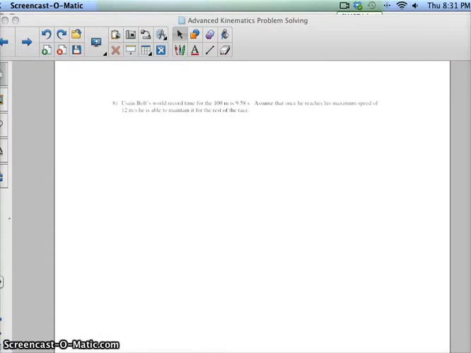So this is number 8, the Usain Bolt world record problem. It says his world record time for the 100-meter is 9.58 seconds. Assume that once he reaches his maximum speed of 12 meters per second, he's able to maintain it for the rest of his race. Okay?